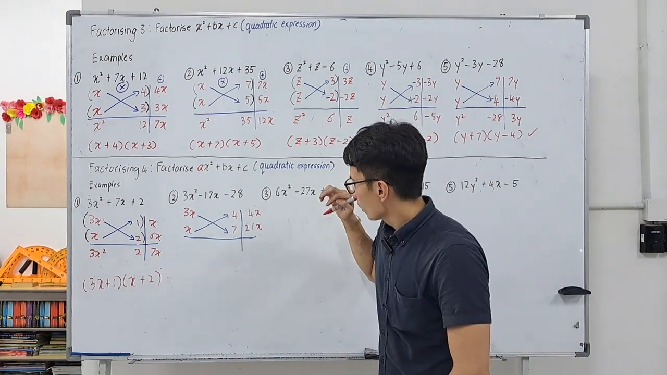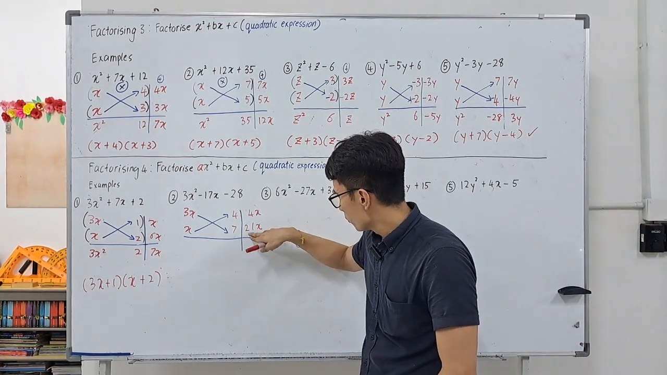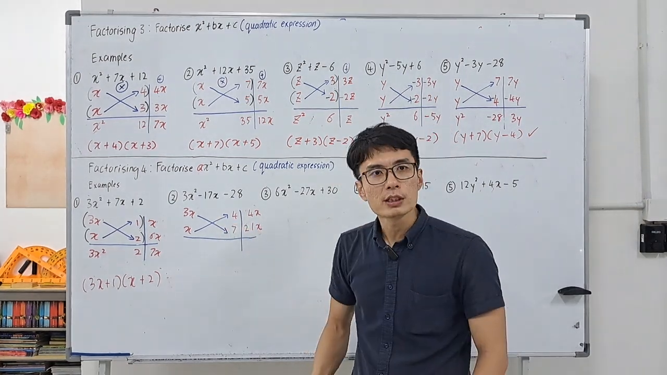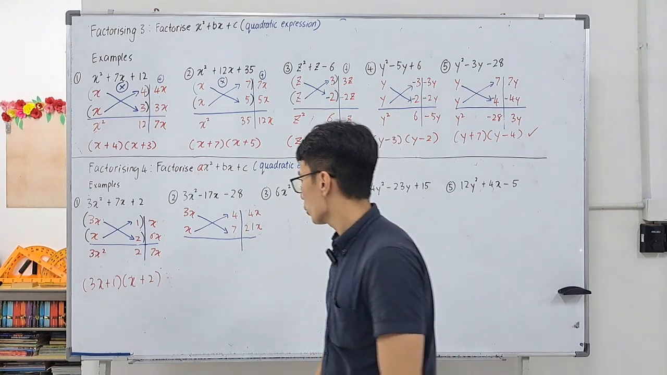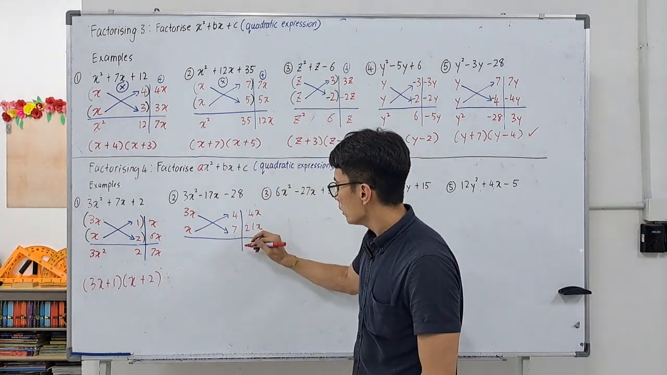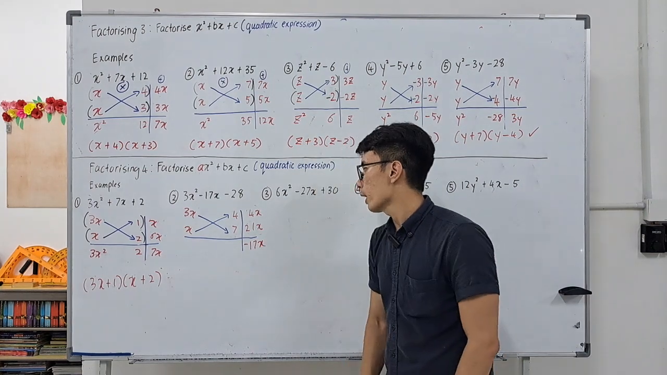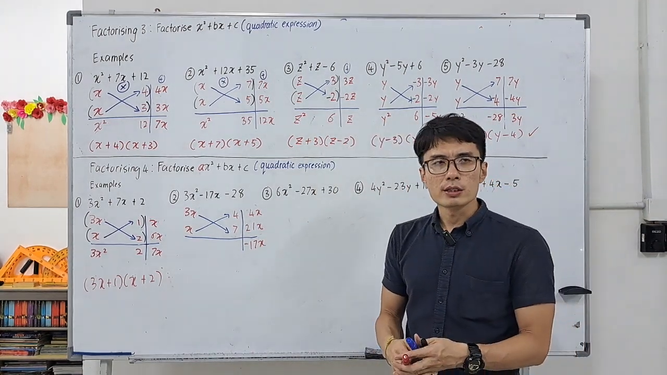Think about it. If I have 21 minus 4, I should get 17, right? True enough, I should get 17. But wait a minute, I need to get negative 17x.